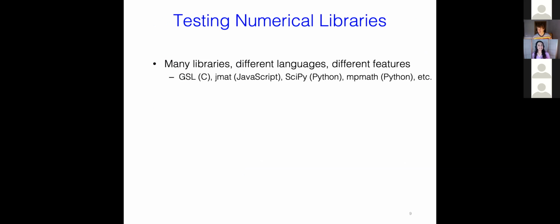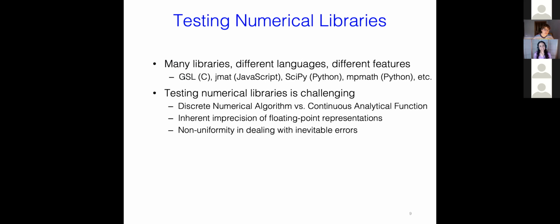As I probably hinted at earlier, there are many numerical libraries implemented in different languages, offering different features. And testing numerical libraries is challenging for several reasons, including the inherent imprecision of floating point representations, as I mentioned earlier, and also the fact that there is not a standard in terms of reporting errors. So there is a lack of uniformity in dealing with inevitable errors. As a consequence, it is not an exception that in this domain it is very difficult to find oracles.